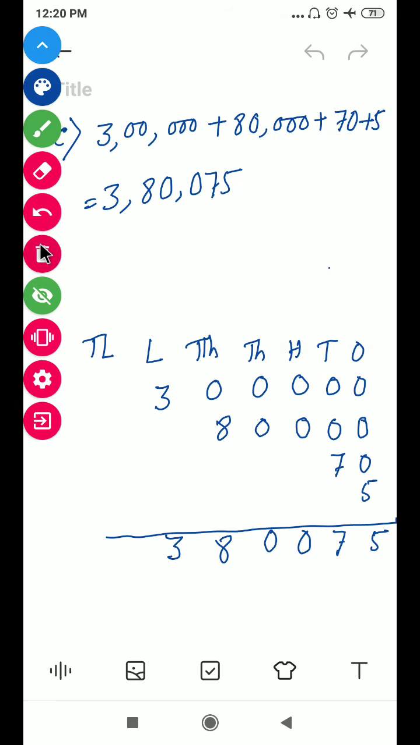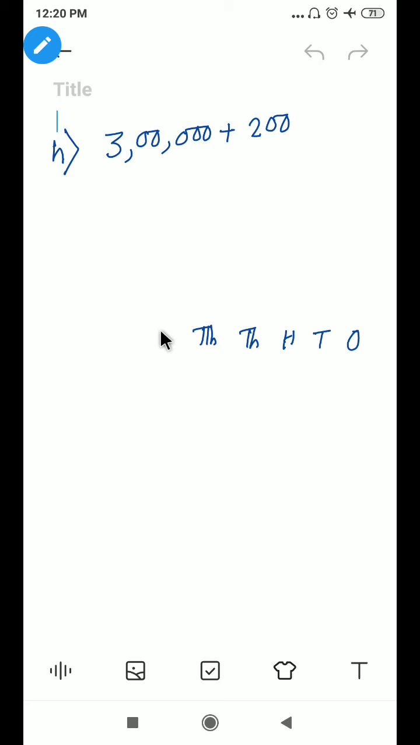Now go to another example like this. Question number H is given here: 3 lakh plus 200. So go to a similar procedure. 1 place, 10 place, 100 place, 1000 place, 10,000 place, lakh place, 10 lakh place. Then there is given 0, 0, 0, 0, 5, 0 is there, then 3, and here is only 200.